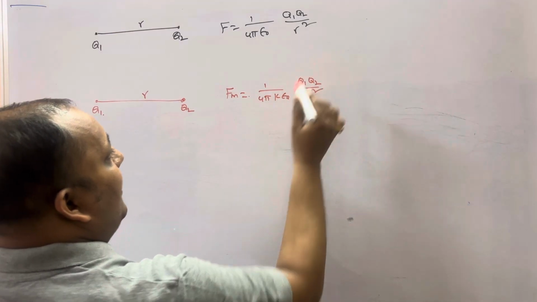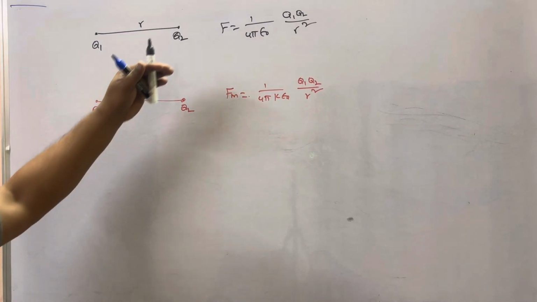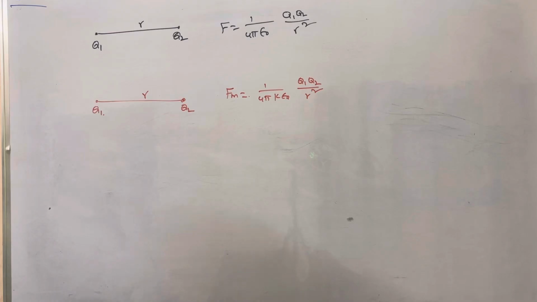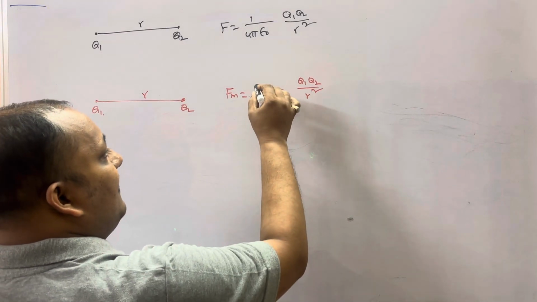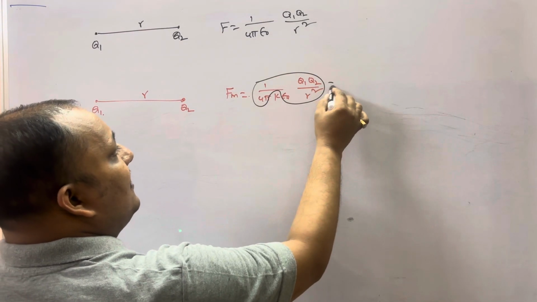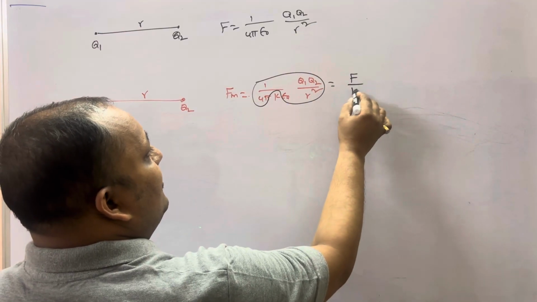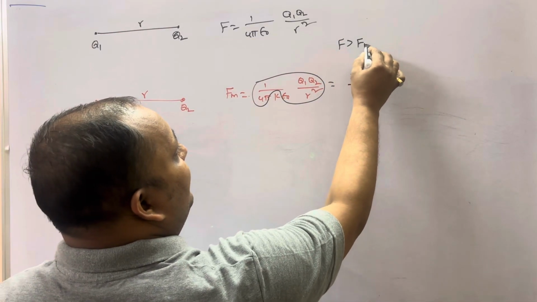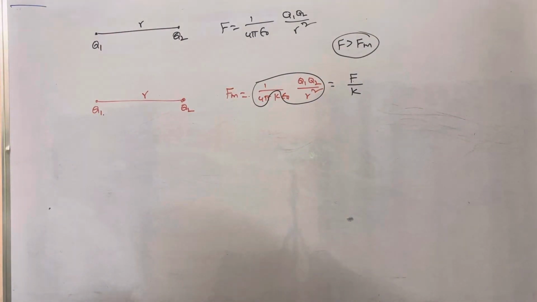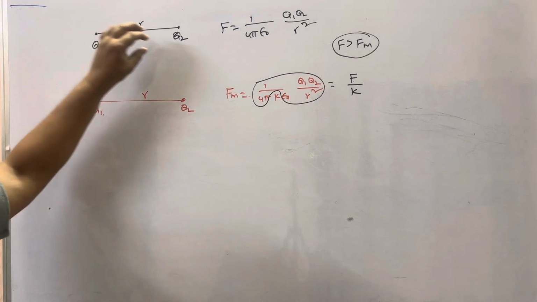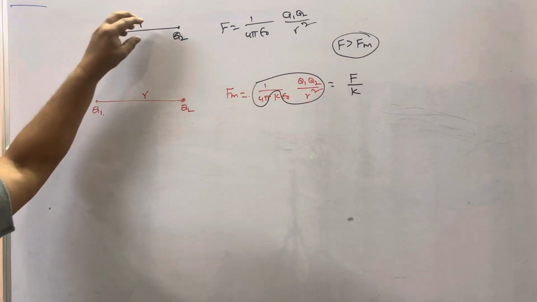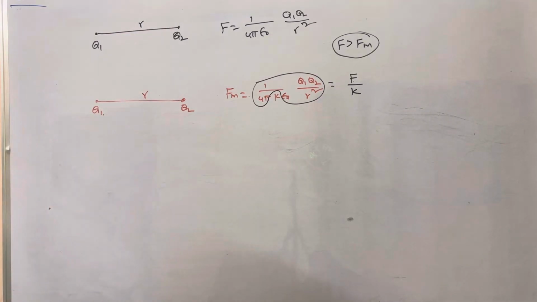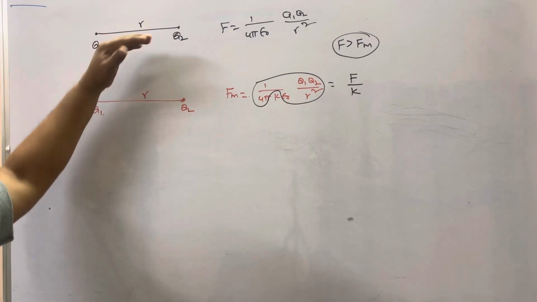Q2 by R square. So in this, among these two forces, which force is going to be maximum? If you have taken 1 by 4 pi epsilon naught Q1 Q2 by R square, this is going to be F. Therefore, which is higher here? F is greater than F medium. So whenever you are placing charges in space, that force is going to be maximum compared to when those two charges are placed in a medium. This force is going to be more.